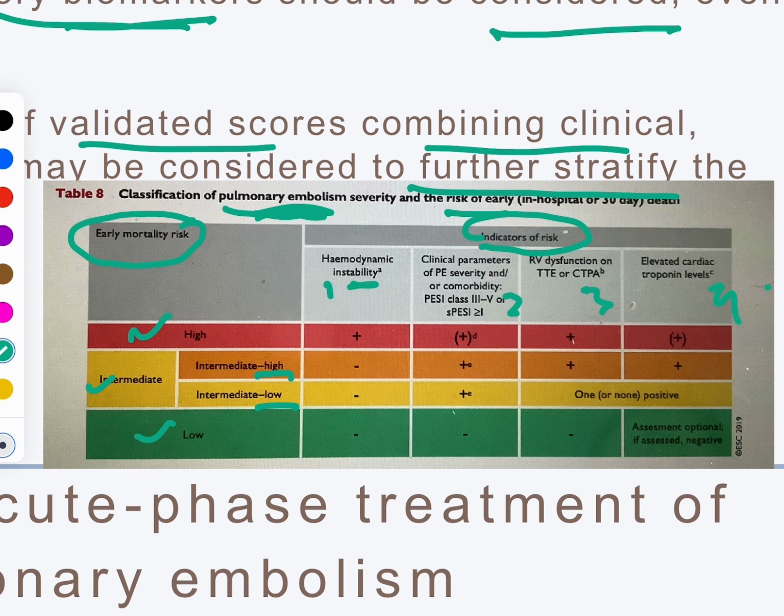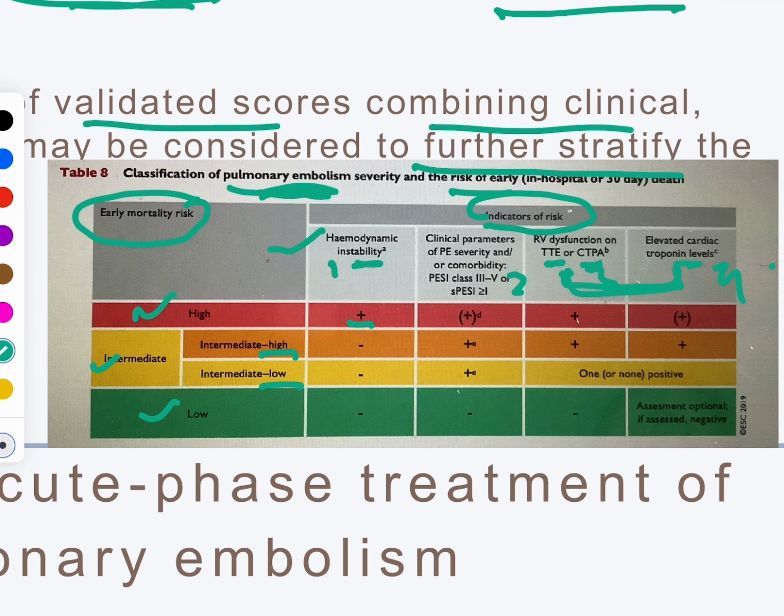Hemodynamic instability, clinical parameters of PE severity or comorbidity, or PESI class 3 to 5, or simplified PESI score of 1 or more, right ventricle dysfunction on echo or CTPA, and elevated troponin levels. So as you can see, if the patient is hemodynamically unstable, or the PESI score is high, or there is RV dysfunction either on imaging, or troponin levels are high, this is classified as high severity and there is a high risk of mortality in hospital for 30 days.